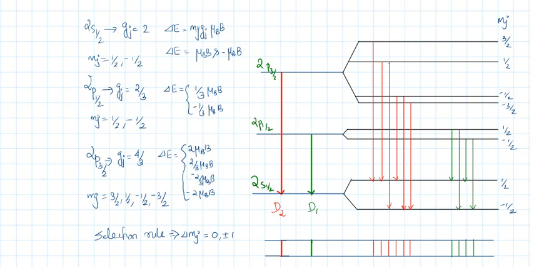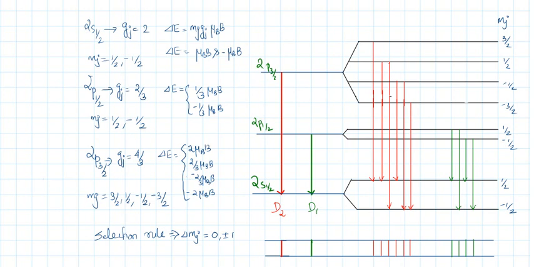Here I think this is drawn like this. 2/3 is 0.67. This is a mistake. Now these transitions are like this.